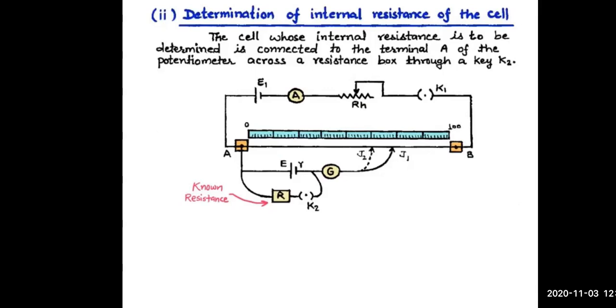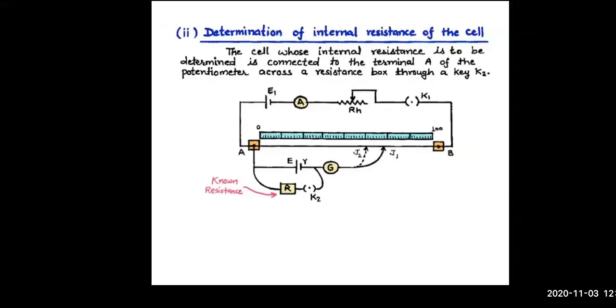Now here we can see that in the primary circuit we have the driver cell with EMF E. We have an ammeter which is going to measure the current flowing in the circuit. Here we have connected a rheostat which will control the current. This is your switch, this is your key K1, right?